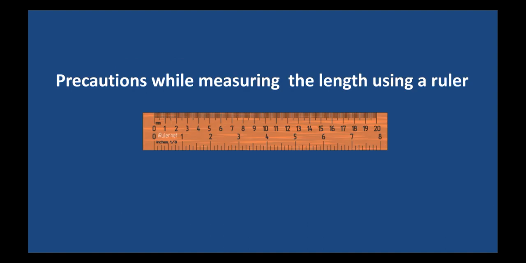Now that we have understood the different ways of reading the scale, it is also very important to keep in mind certain precautions while measuring the length of an object using the ruler. So there are some precautions that you need to keep in mind. Otherwise, you may not get the correct or accurate results. So it is important that we use the precautionary measures. Alright? So let us see the precautions that we need to take while measuring the length using a ruler.